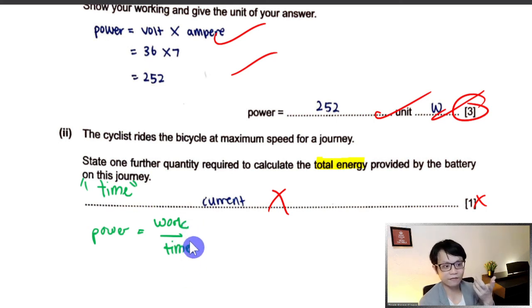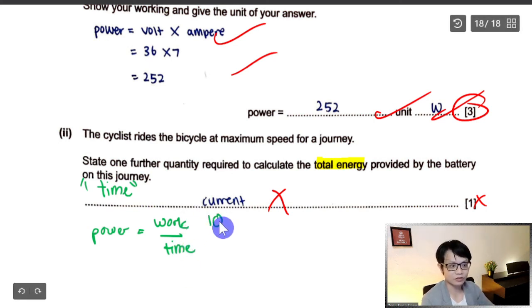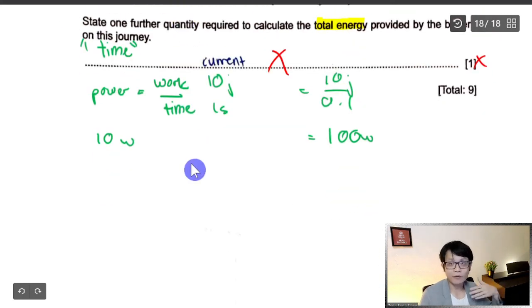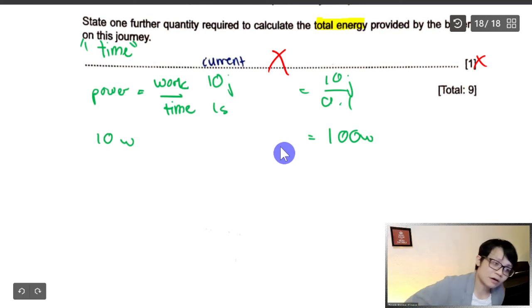If you study the formula, let's say that I give only 10 joules, but I do it in 1 second, so the power I have is 10 watts. But if I work 10 joules, and I want to finish it in 0.1 seconds, which is faster, I get 100 watts. So it means that if I move something faster, actually I'm using more power. So it makes more sense.